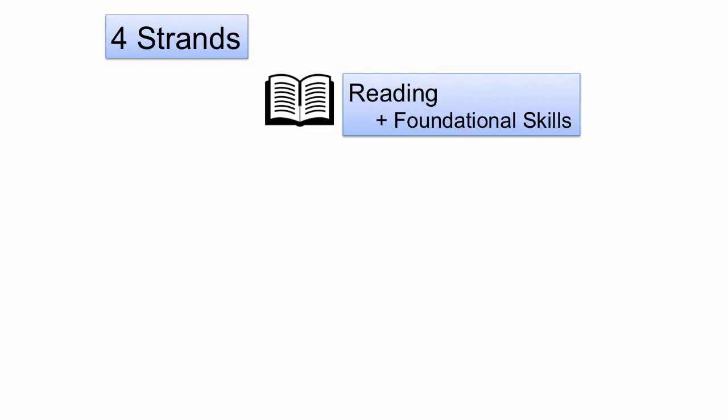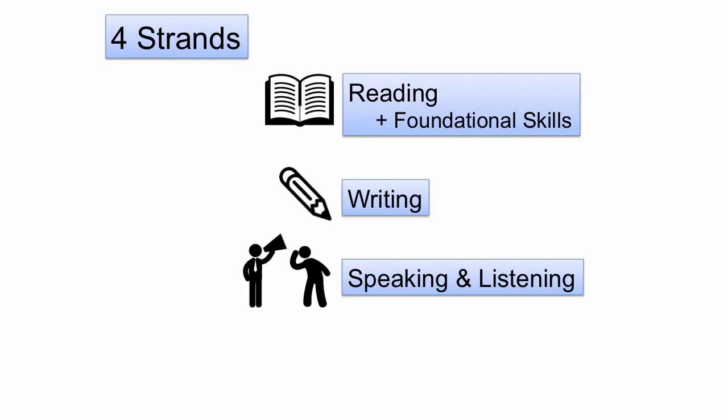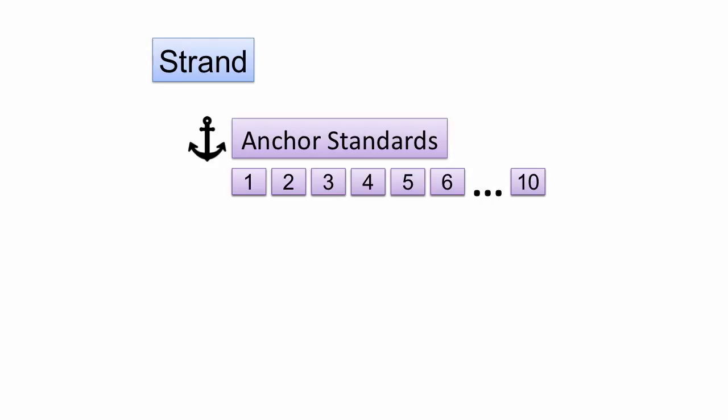These strands encompass reading, which also has foundational skills for students performing in the lower levels, writing, speaking and listening, and language. Now, if we look at the structure of the strands, each strand has several anchor standards which focus on broad college and career readiness skills specific to that strand. Depending on the strand, the number of anchor standards range from 6 to 10. It's important to note that the order in which the anchor standards are presented does not indicate their importance or the order in which they're to be taught.